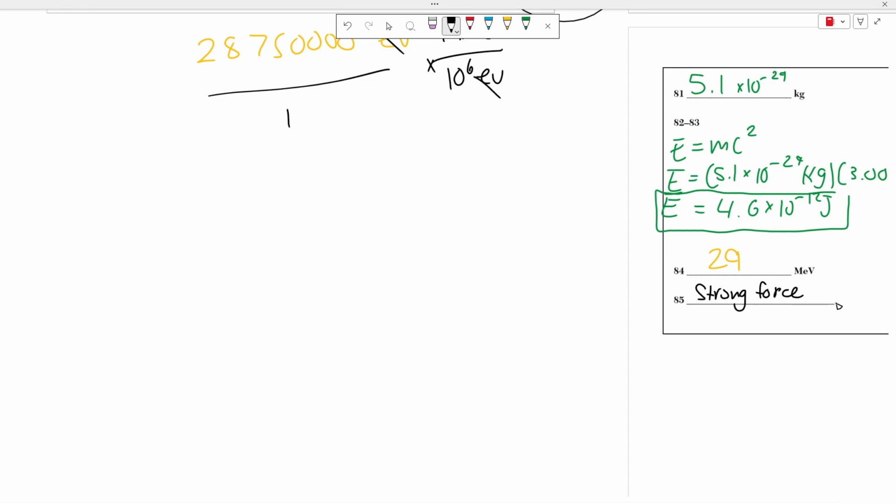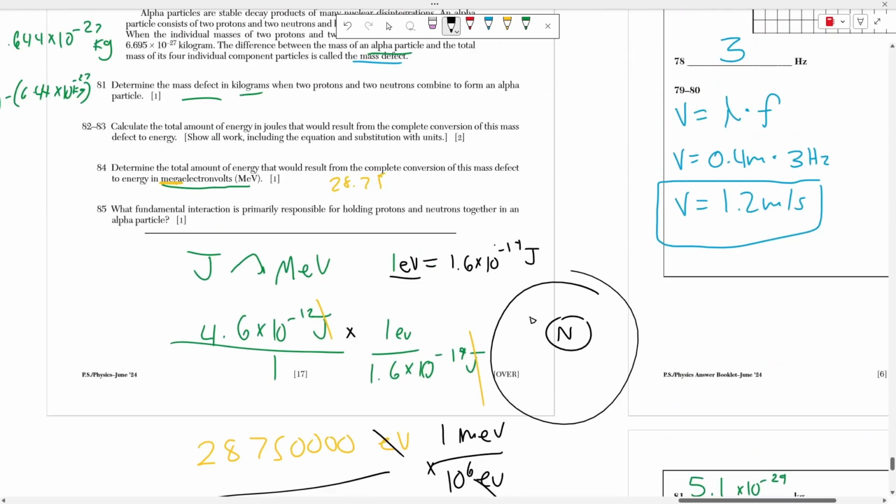Okay, the force that's kind of pulling the nucleus apart is like an electrostatic force. But again, the strong force is the strongest force in the nucleus, and that's what helps keep that nucleus stable and together. So that's the end of this section. That's actually the end of this exam.